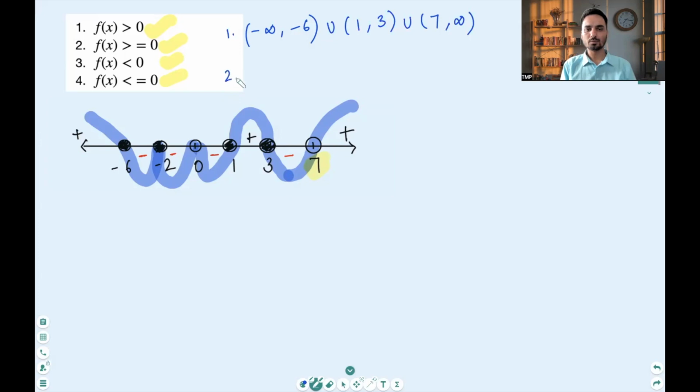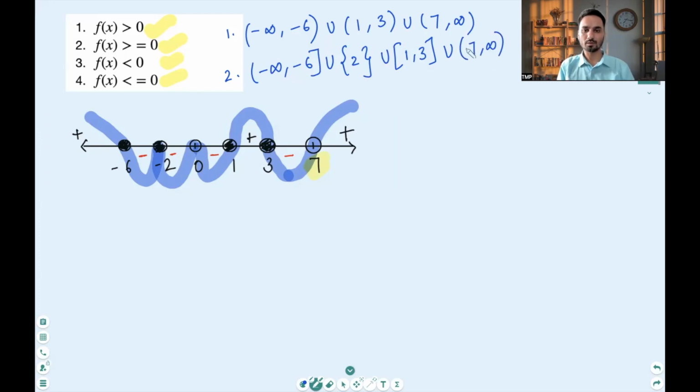For number 2, we want to find out all the intervals where the function is positive or 0. So it will be somewhat similar to number 1. So it will be -∞ to -6, including -6, union 2, because at 2 the function is 0, union 1 to 3, including 1 and 3, union 7 to infinity, but not including 7. So why not including 7? Because 7 is an open circle. It's a point of discontinuity.